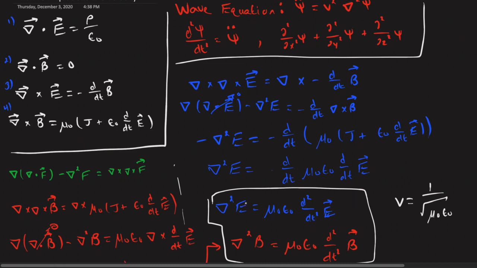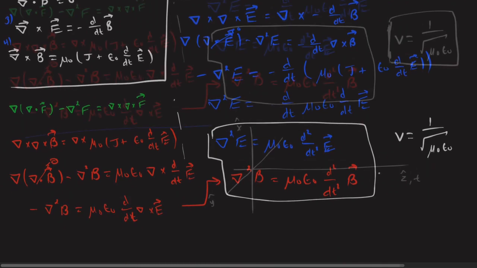Divided by mu naught epsilon naught is equal to this right here, which is just, in case we have E, the time rate of change of E, the second time rate of change of E. So that's really it. There's much more to it. We just derived the speed of light.